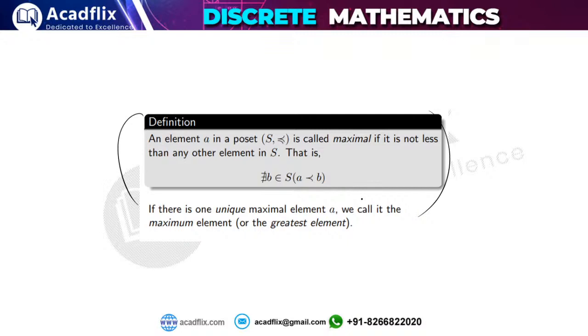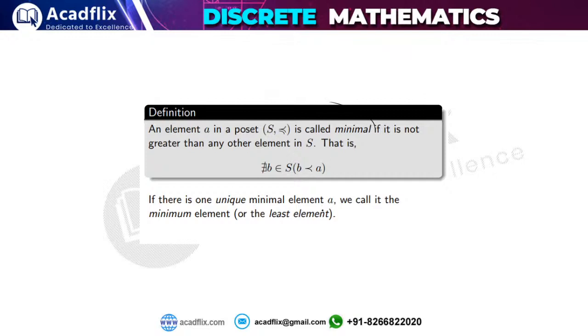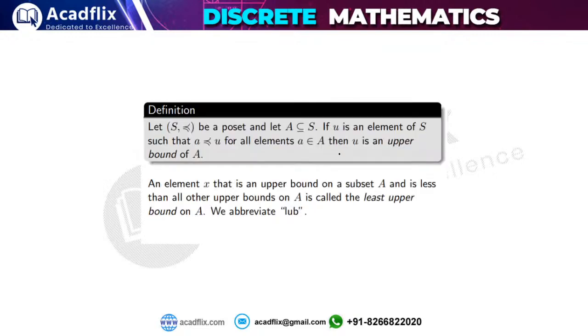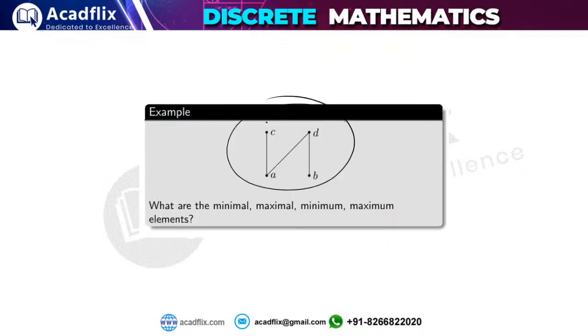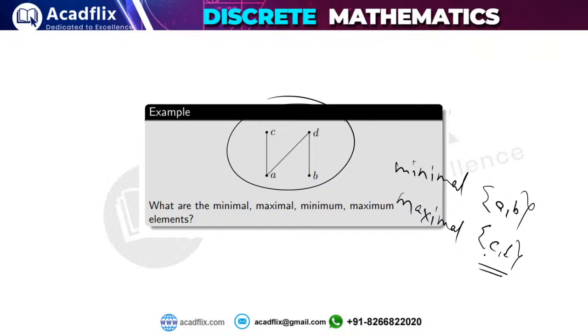So the maximal element, minimal element, greatest element, least element, upper bound and lower bound, all these things we have already seen. For example, if you have this poset and you find the minimal set, that will be A comma B. If you find the maximal set, that will be C comma D. There is no greatest element, and there is no least element.